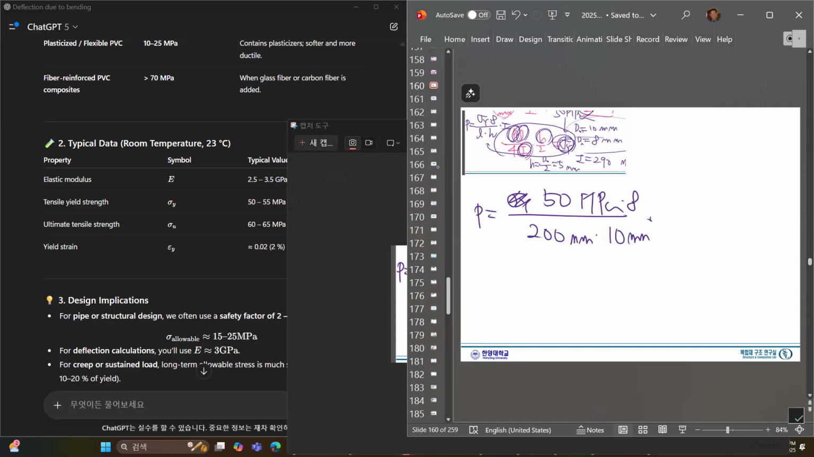Oh, and what is I? I is 290 millimeter to the 4th. And now megapascal, don't get confused. Megapascal is 10 to the 6 Newton per square meter. Everything is okay. Double check the units, millimeter scale and millimeter. So this and that, only Newton are left. So we are in the right.